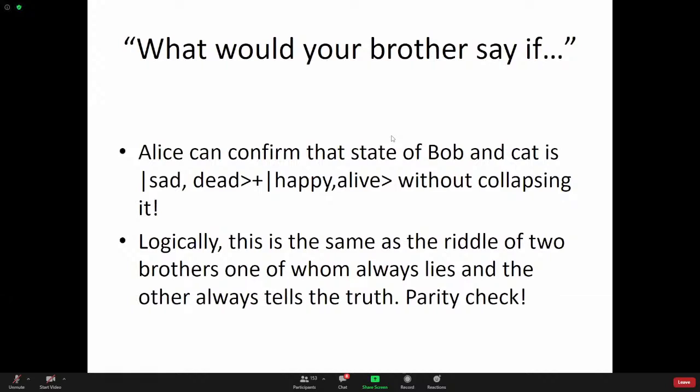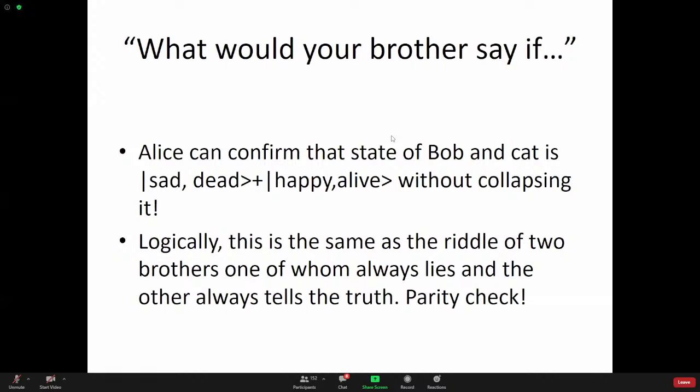But of course, it's not as exciting as having living systems being directly entangled to inanimate systems. And all I'm saying here is that it's interesting that logically, if you're familiar with this riddle where you come across two brothers who are basically standing in front of two doors, and one of these doors leads you to a very happy place and another door leads you to a very sad place, just like in our experiment.